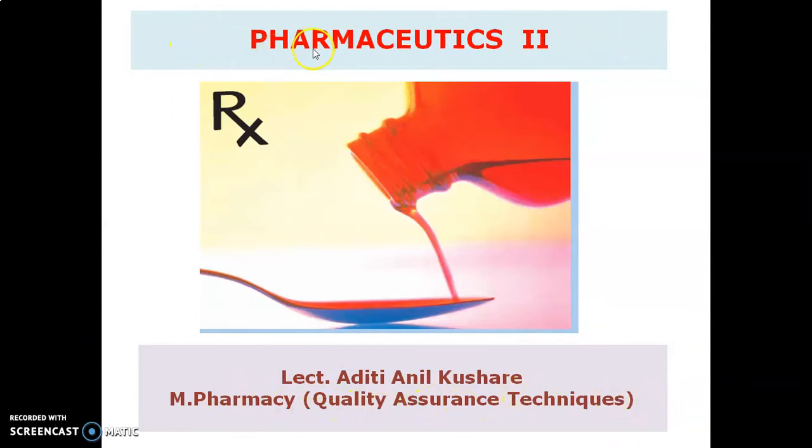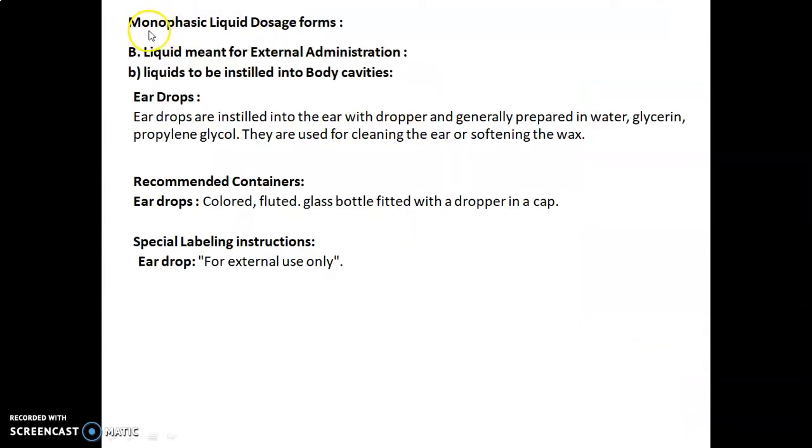Today we are going to discuss the experiments from Pharmaceutics 2. First of all, let's discuss the monophasic liquid dosage forms. Liquids meant for external administration, in that, liquids to be instilled into body cavities, eardrops. Eardrops are instilled into the ear with a dropper and are generally prepared in water, glycerine, propylene glycol. They are used for cleaning the ear or softening the wax.